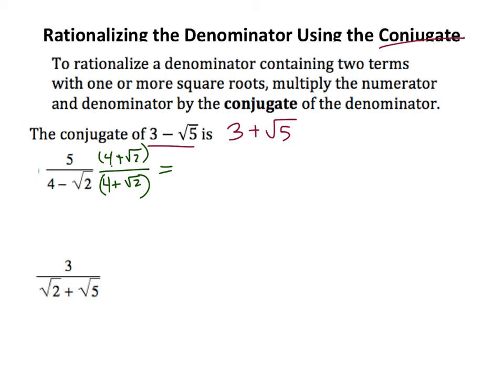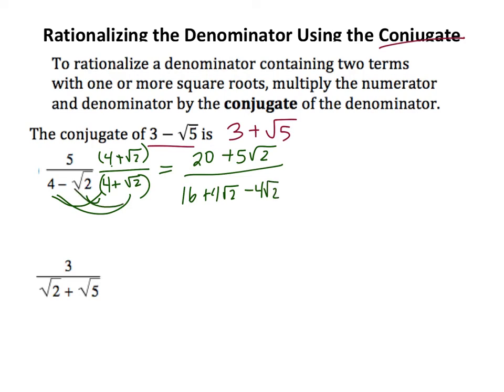So 5 times 4 plus root 2 is going to be 20 plus 5 square root 2. I just did that by distributing. For this next one, we'll FOIL. So we have first 4 times 4, 16, outside, plus 4 root 2, inside, minus 4 root 2. Last is going to be minus square root of 2 times square root of 2, which is just 2.